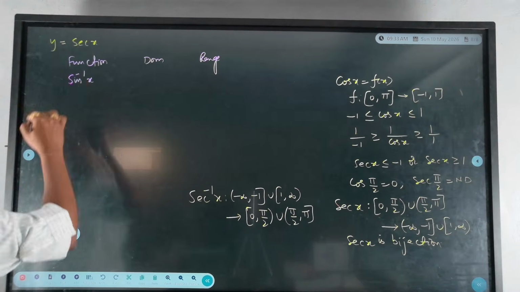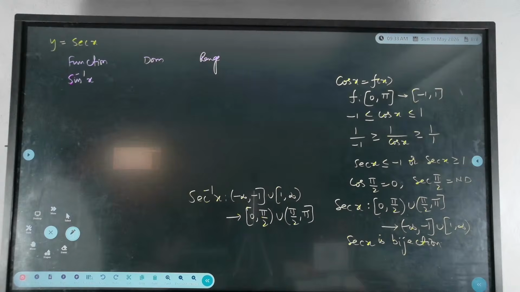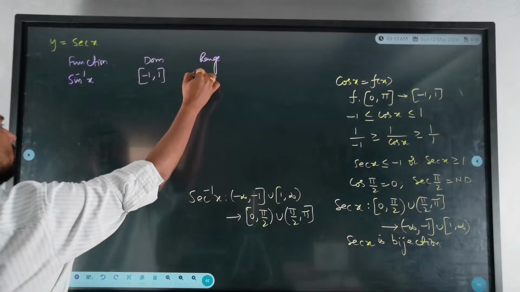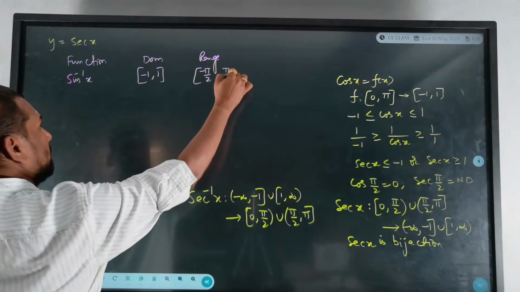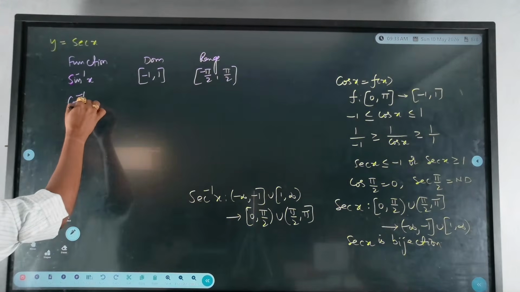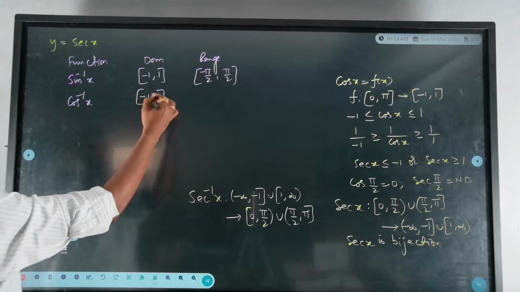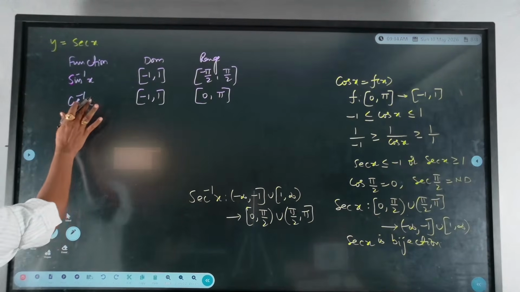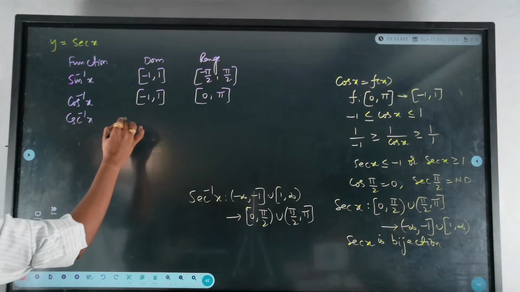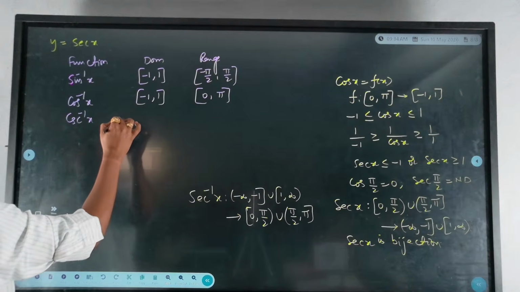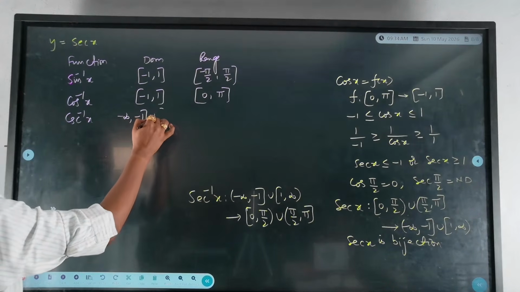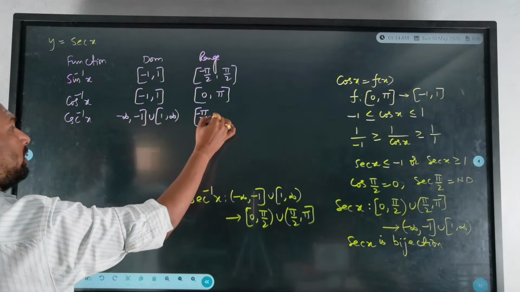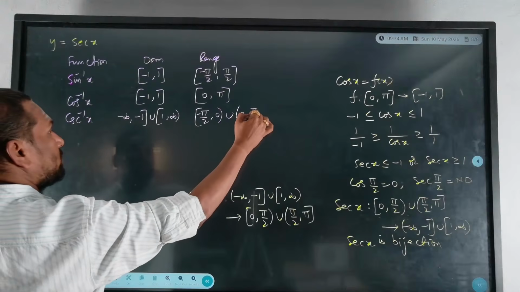Sine inverse x. What is the domain? Minus 1 to 1. What is the range? Minus pi by 2 to pi by 2. Cos inverse x. What is the domain? Minus 1 to 1. What is the range? 0 to pi. Cosecant inverse x. What is the domain? Minus infinity to minus 1 union 1 to infinity. What is the range? Minus pi by 2 to open 0 union 0 to closed pi by 2.